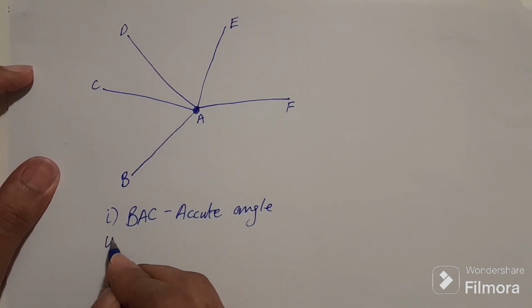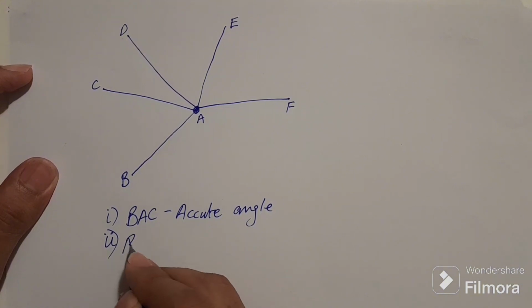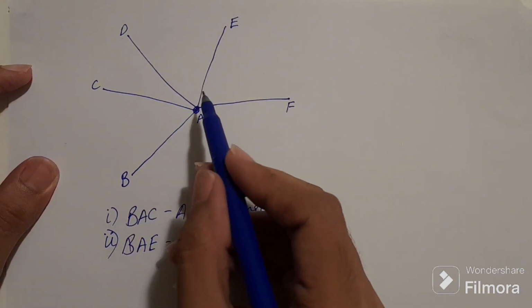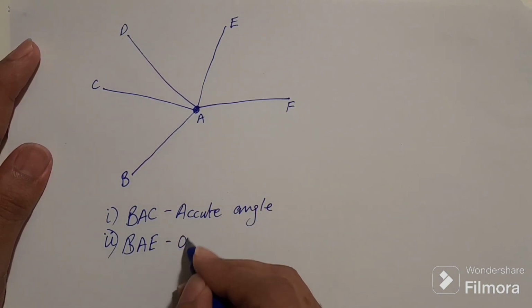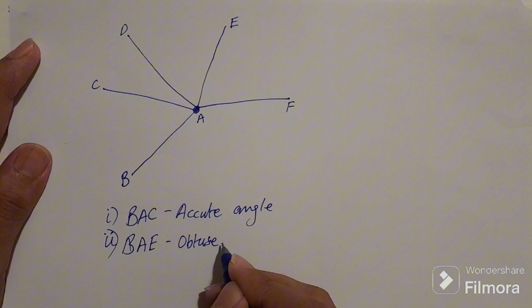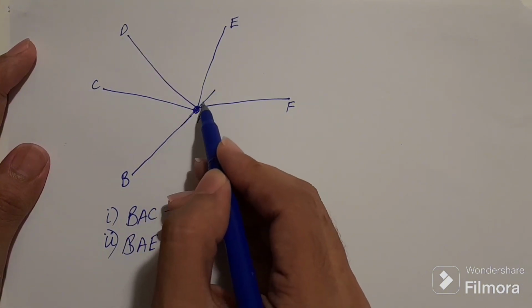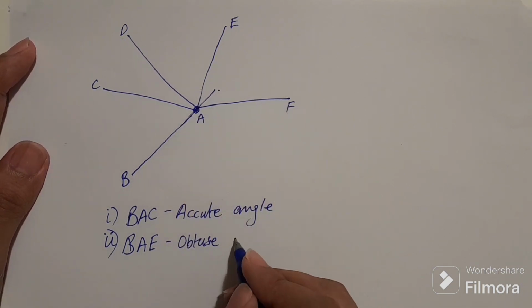Then the second question states that we have to identify which type of angle BAE is. So we will say that angle BAE is an obtuse angle because it is greater than 90 degrees but less than 180, because the straight line is like this and it is less than 180 degrees. So this is an obtuse angle.